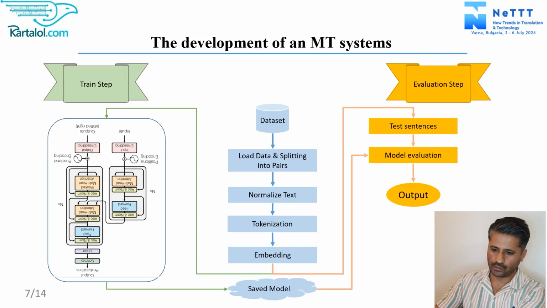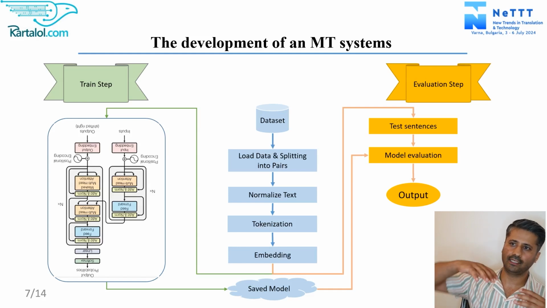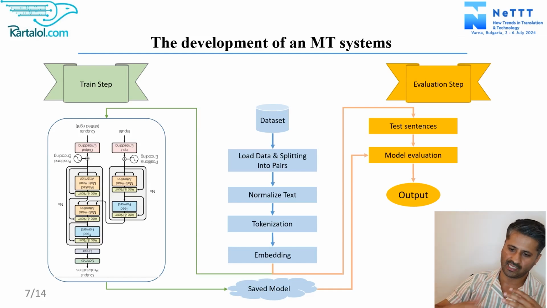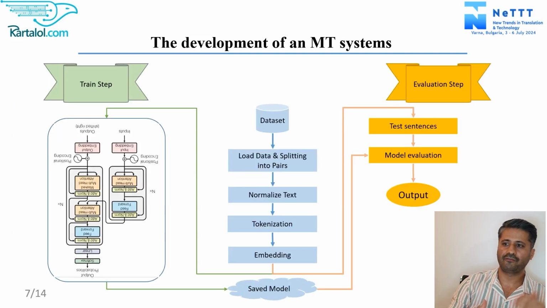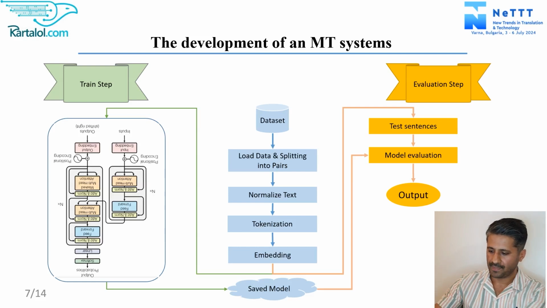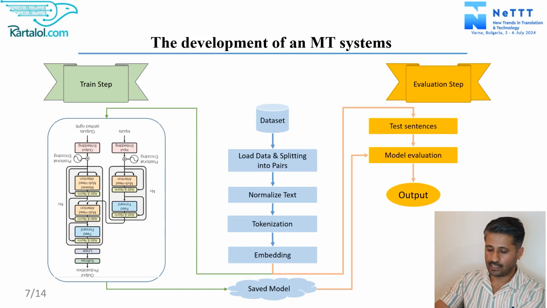Before going to another slide, if I talk about the transformer model, in the transformer model we have encoder, tokenizations, positional encoding, self-attention mechanism, and feed-forward network. We have both for encoder and decoder. So this is the popular transformer that I mentioned.